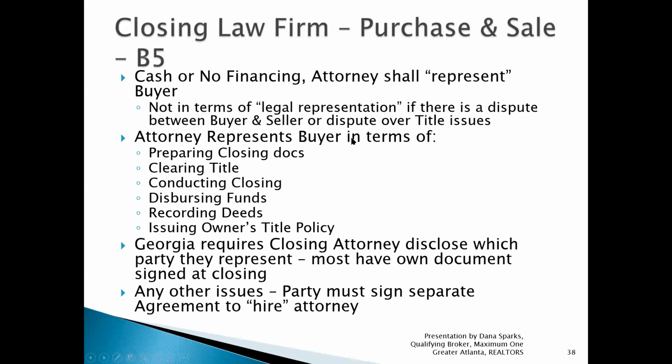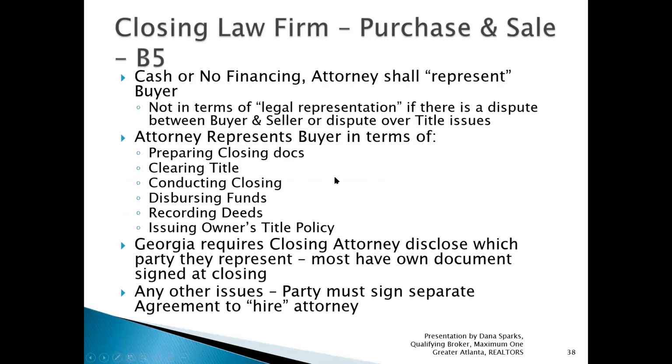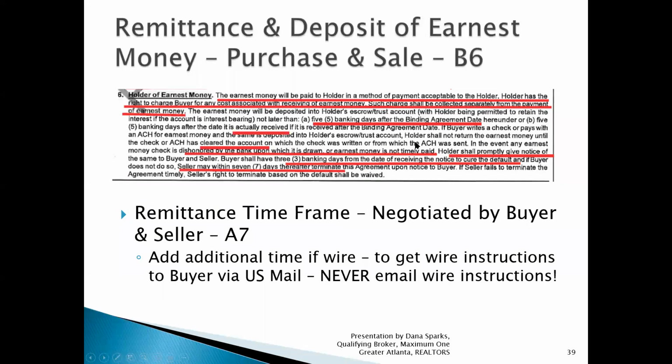If you're binding on another contract form, the closing attorneys are going to have the buyers and sellers sign a document at closing that clearly states which party the closing attorney, quote unquote, represents if there's not a mortgage lender. Again, for any issues, a party must sign a separate agreement to hire an attorney. That has always been the case, but GAR has just now clarified that to help out our public and some agents to make sure they understand that.